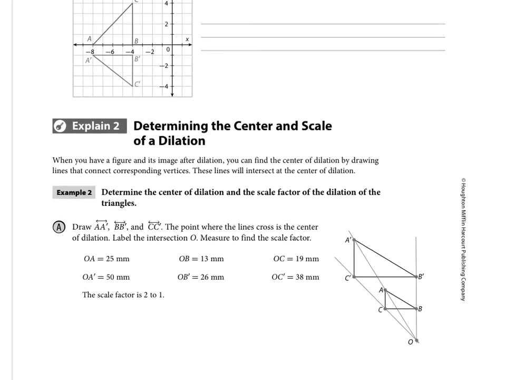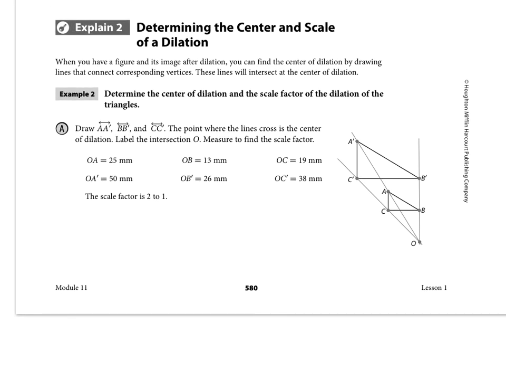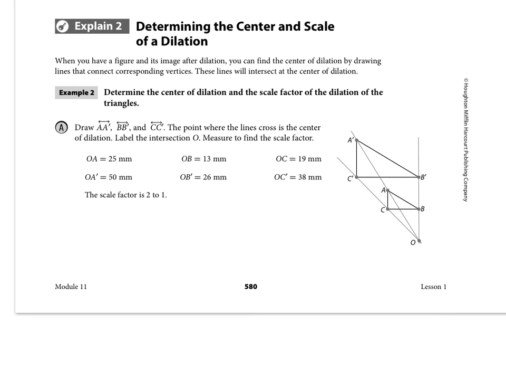Okay, moving on to the next part, we have Explain 2, where we're going to be determining where the center of a dilation is. So between the pre-image and the image, are we able to map back to a point of origin, or what we call the center of dilation? The process here is that we're going to draw lines between a pre-image and an image point pairing, and you're going to have 3 of those.